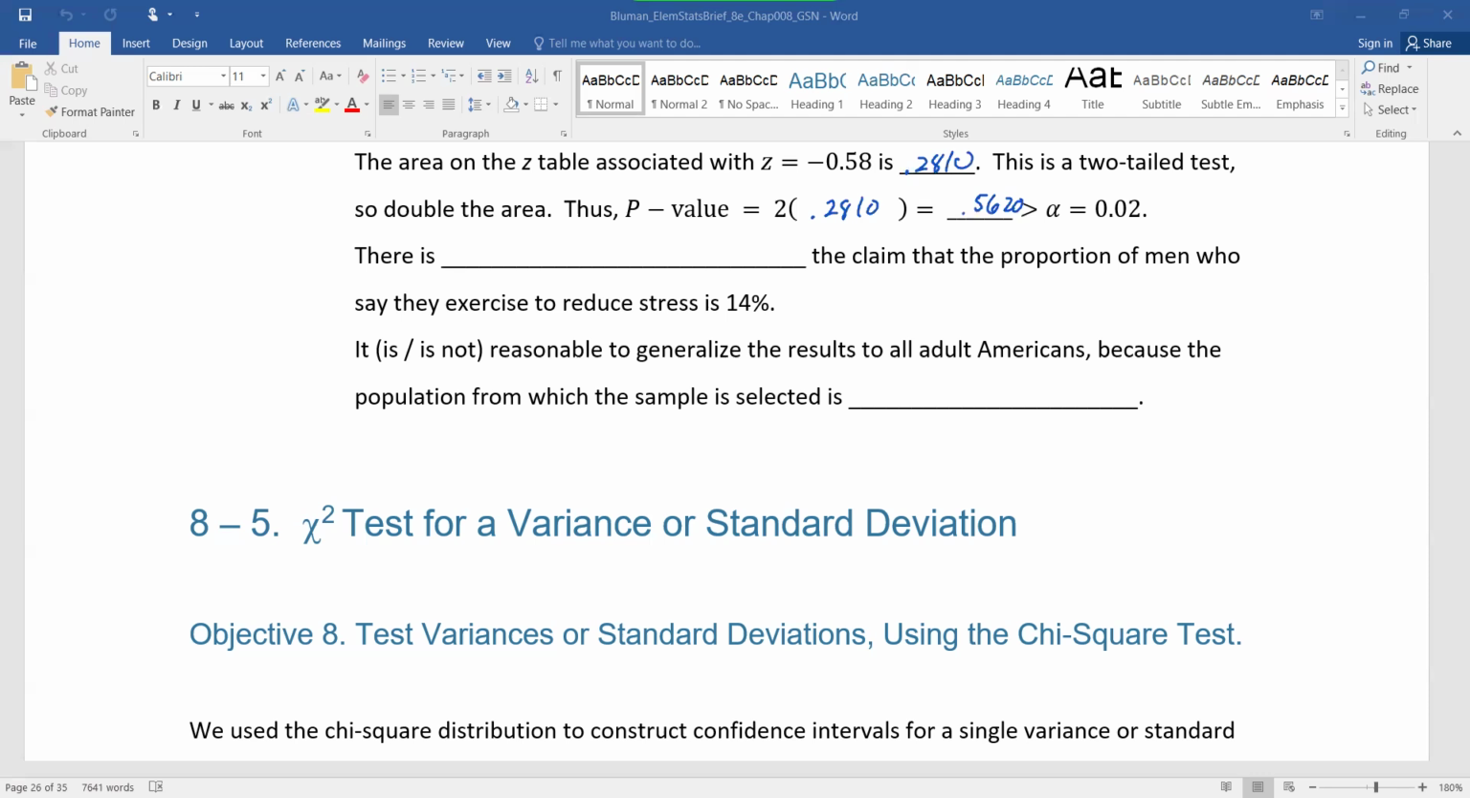So if it's greater than our significance level, there is not enough support. So there is not sufficient. No, doubling is times 2. Yeah, I took the 0.2810 times 2. I might have said that in my head. I might have been adding in my head. All right, do it. So not sufficient evidence to reject the claim.